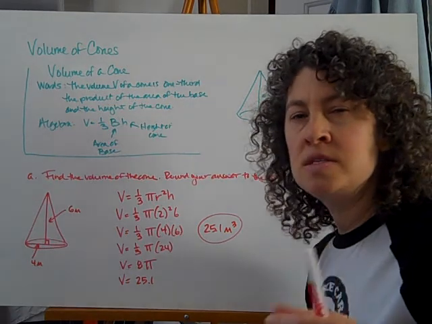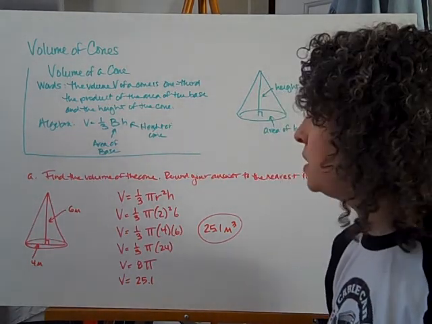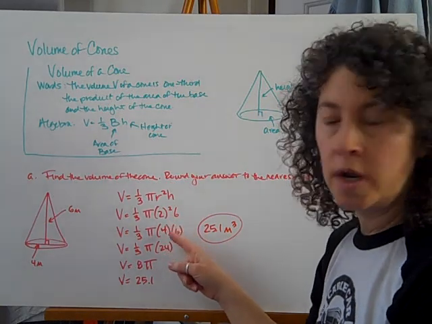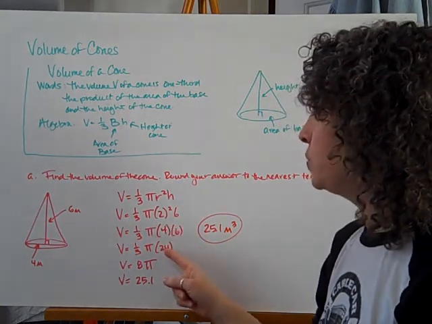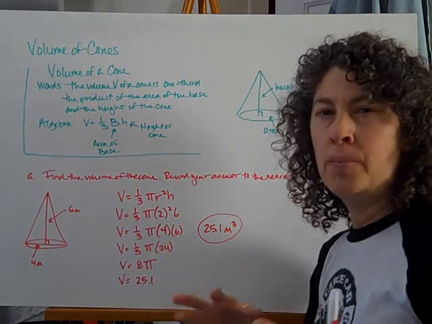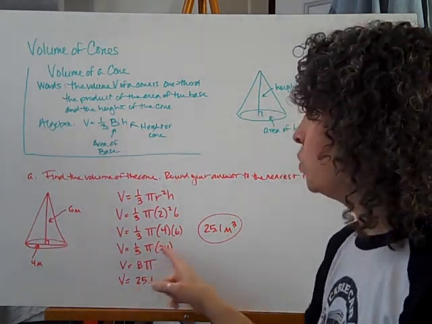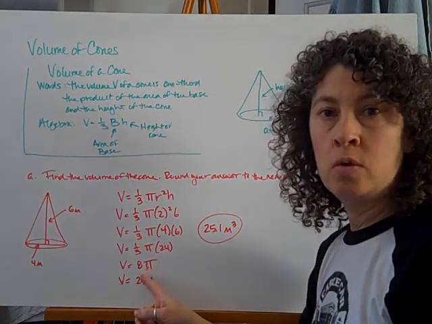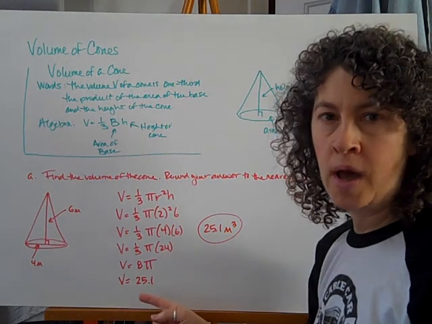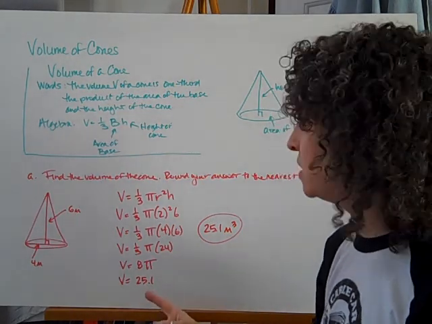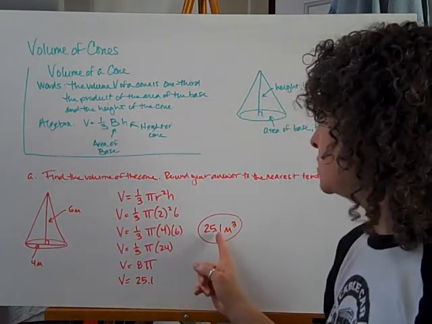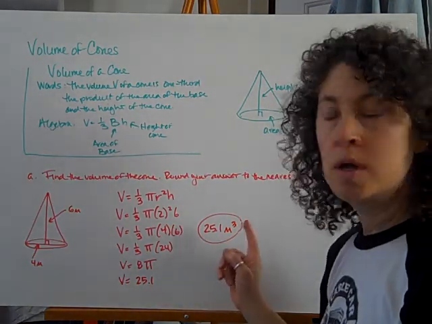Again, hang on to the pi symbol until you really have to use a number. Volume equals 1/3 pi. I'm going to square that 2 and get 4, times 6. Then I multiplied the 4 times the 6 and got 24. Then I did 1/3 times 24, which was a good old 8. Now I can throw in the 3.14 for pi. I avoided using that decimal until now, but I end up with V equals 25.1. So I've got a volume of 25.1 meters cubed.